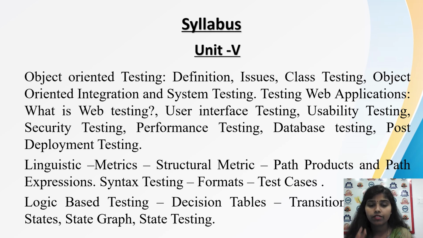Lastly, coming to the final part, that is how the matrix and measurements can be done for this product: paths, path expressions, how the syntax testing formats and test cases have been done, and how the state graph can help us find out that this testing procedure is covering almost every kind of thing. As we have already learned, it is literally impractical to cover all kinds of data and all kinds of paths so that there are no bugs. But is it really possible? No, it's not possible.